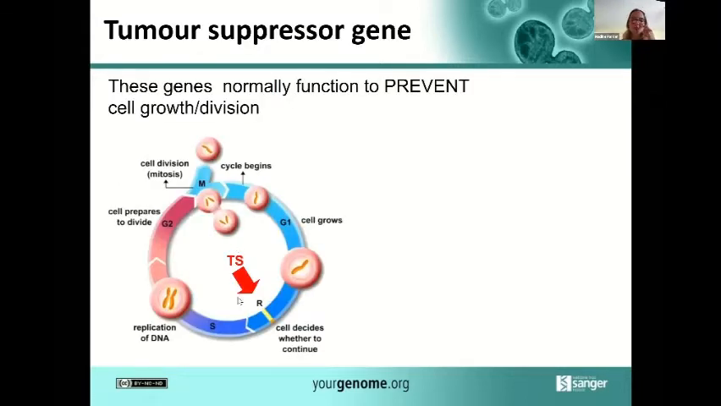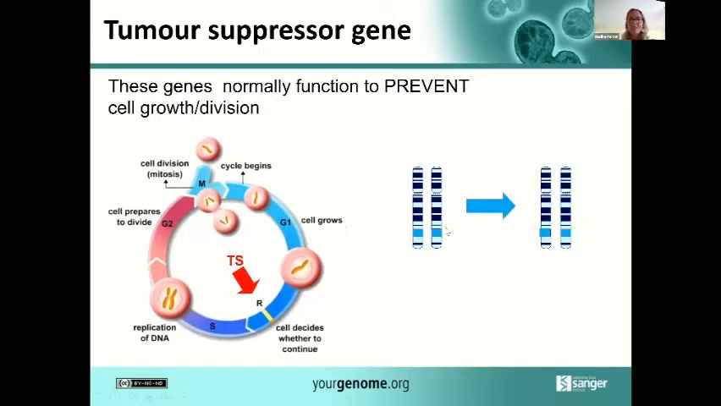So this one is your tumour suppressor gene, TS. The genes are carried on chromosomes. This light blue colour here is the gene that makes the tumour suppressor protein. If that gets mutated, like here, that means this gene will not stop the cell cycle. Therefore, you can get cancer.